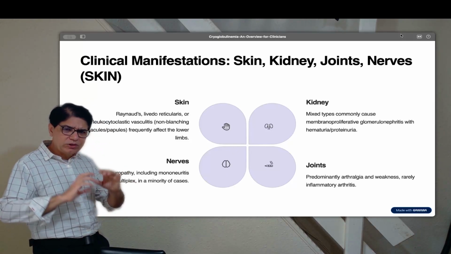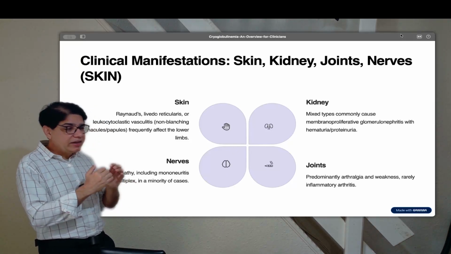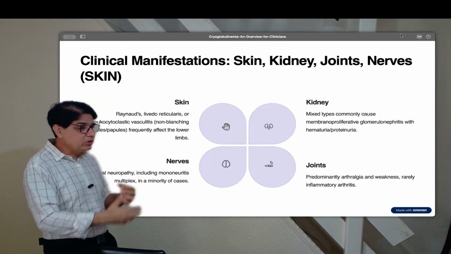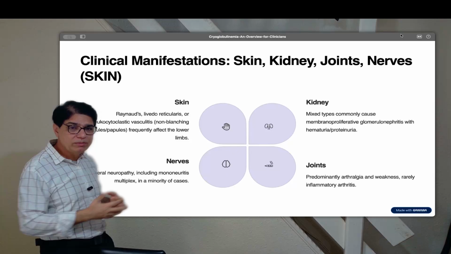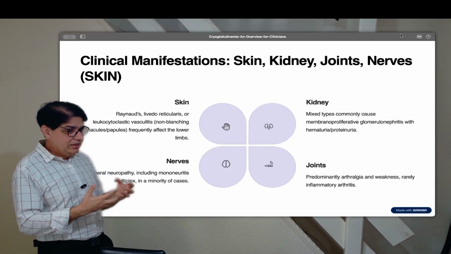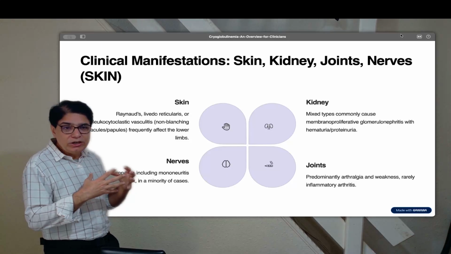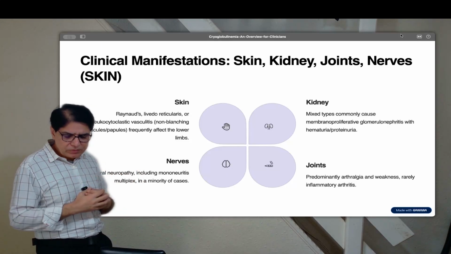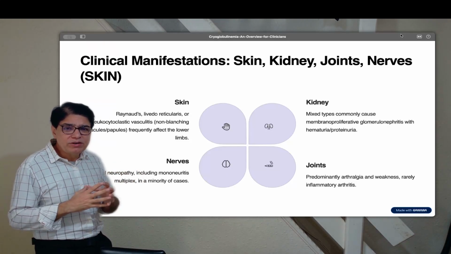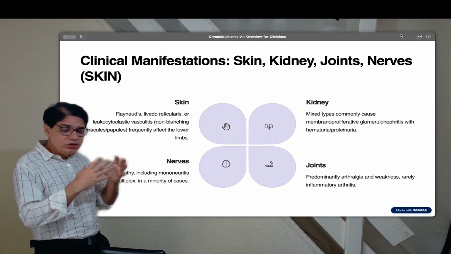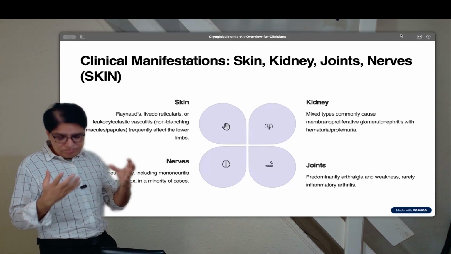And last but not the least, these immunoglobulins can get deposited in the joints as well, where they would activate the complement system. The complement system would come and hit the synovial membrane of the joint, causing arthritis, causing inflammation, and that can lead to joint pain and joint swelling. So the clinical manifestations usually are seen predominantly in skin, in joints, in nerves, and in kidneys as well.